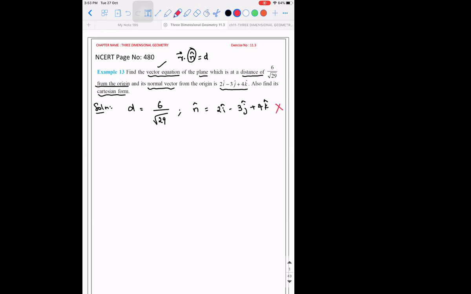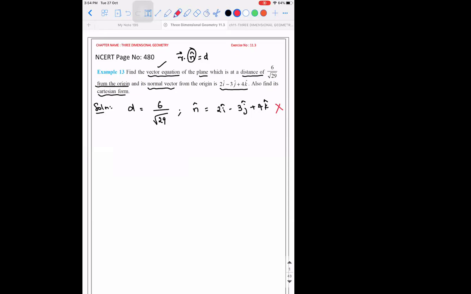What I took is actually wrong. Can someone tell me why I'm wrong? Sir, n cap is a direction, sir. How can we take a vector? N cap is direction only. The coefficients should be what? Unity. The coefficients should be direction cosines.